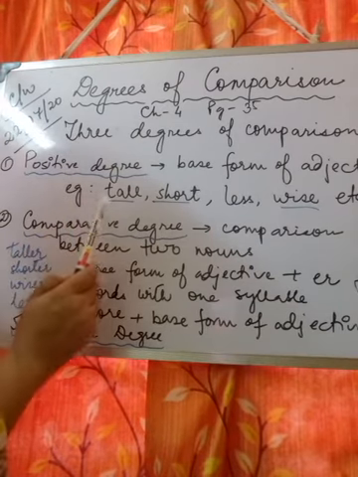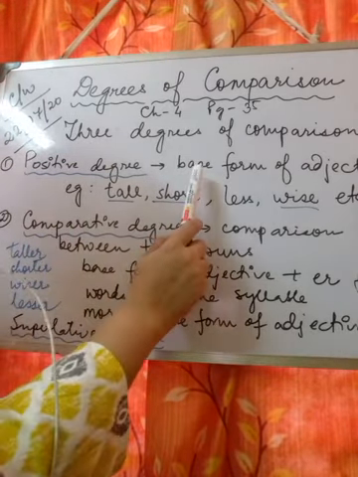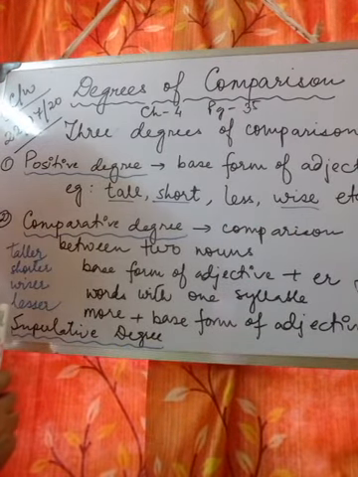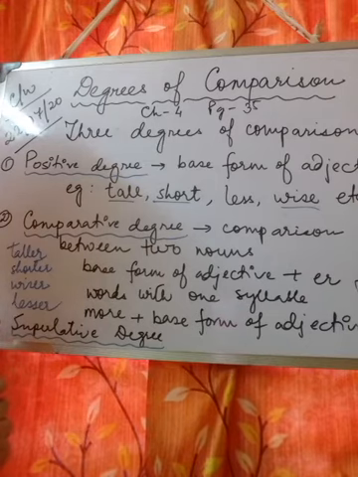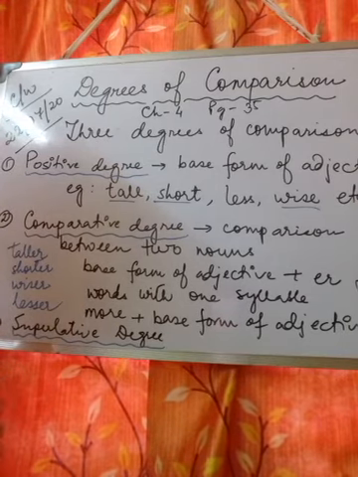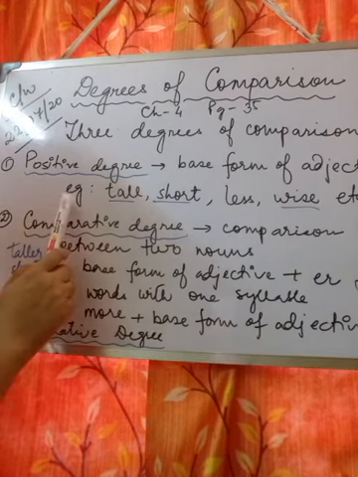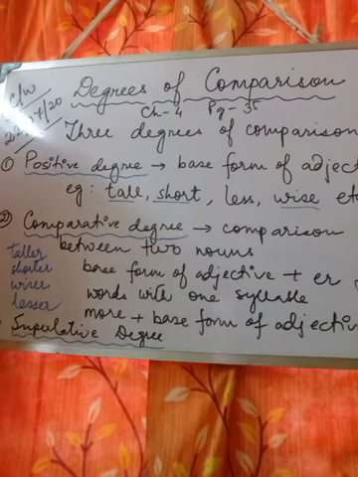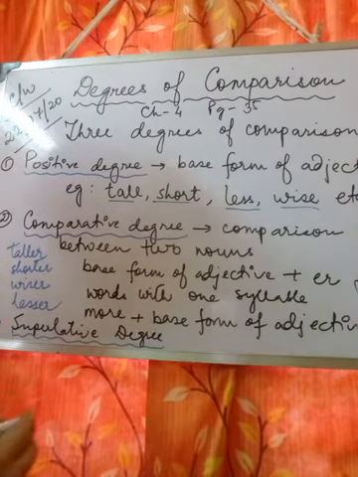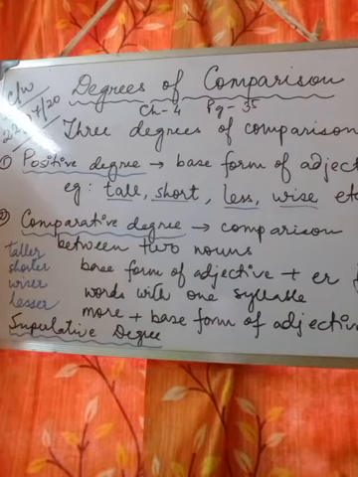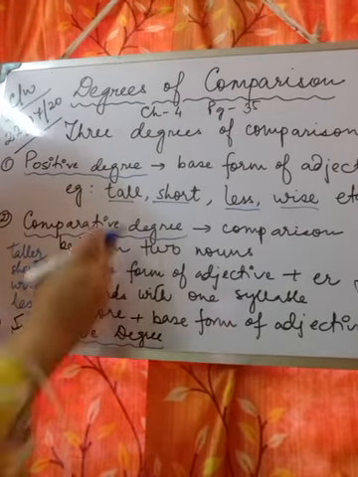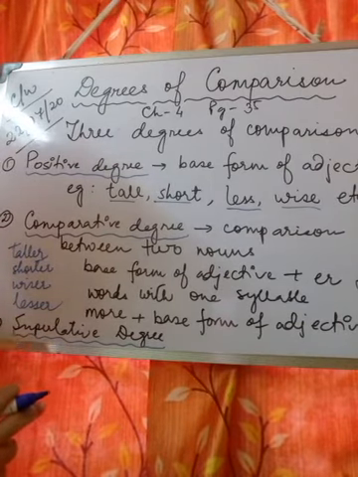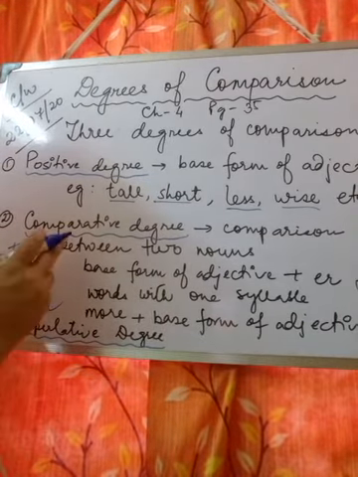In a positive degree, children, we usually use the base form of adjectives. By base form, I mean no suffixes or prefixes added to the base word, that is, to the root word. Example: tall, short, less, wise. All these words you can see here are in their base forms and they are used in positive degrees. So these can be used to express or state the quality of a noun or the quantity of a noun.